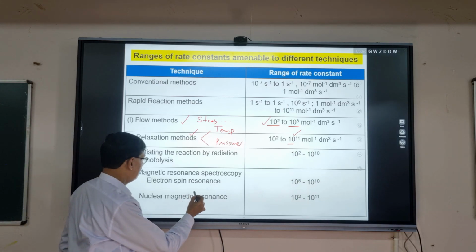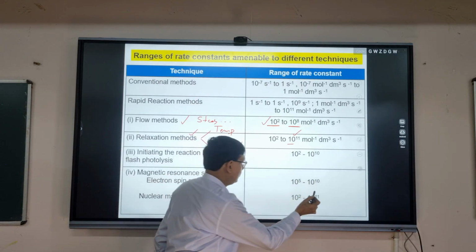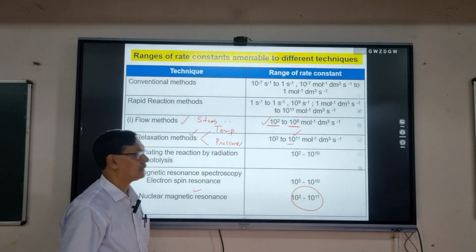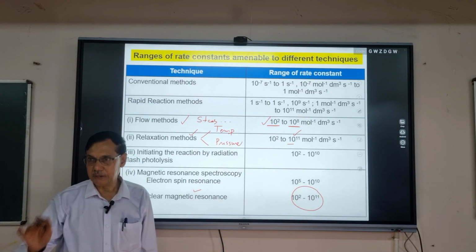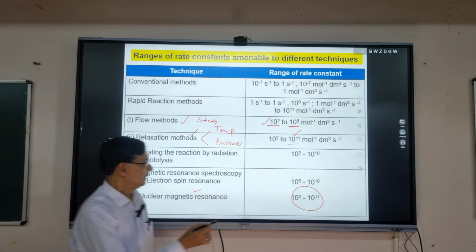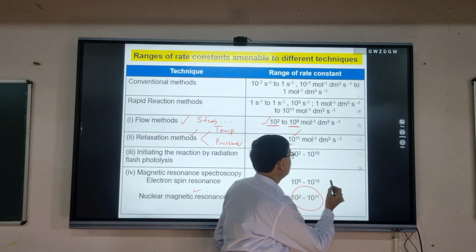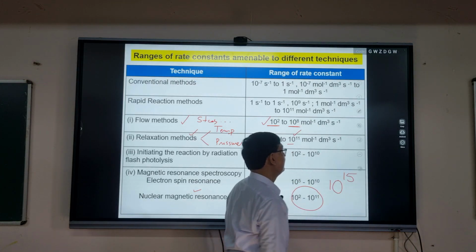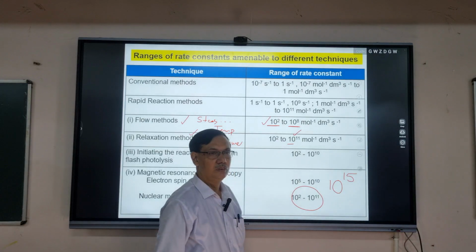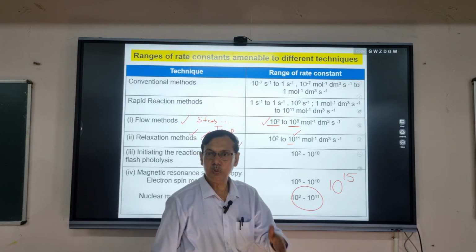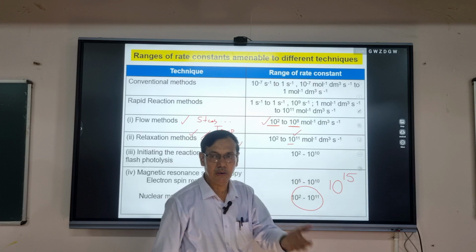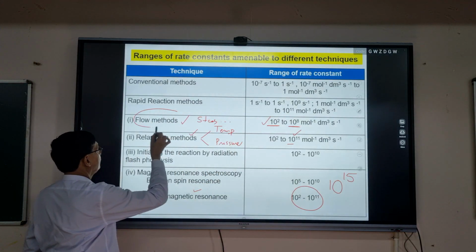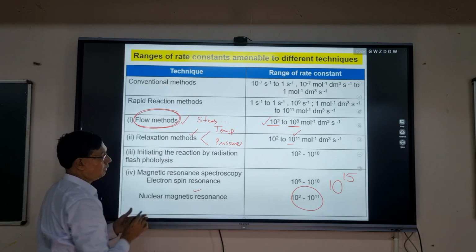With the nuclear magnetic resonance method, we can also study this 10 to the power 11 and other things. But as you told, the ultrafast technique is also in your prospectus, so femtosecond means up to 10 to the power 15, and then of course we have to use femtosecond spectroscopy. So next time I will discuss this femtosecond. Today I will concentrate only on the flow method and the continuous flow method.